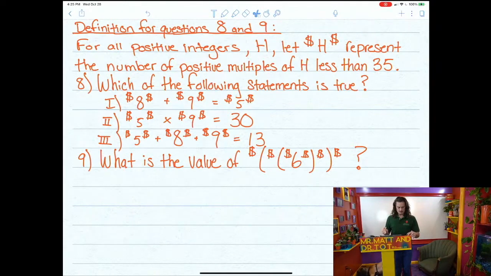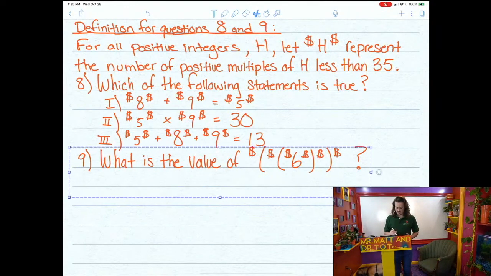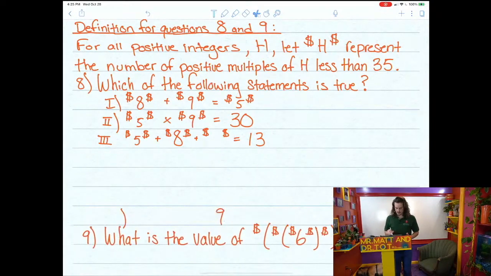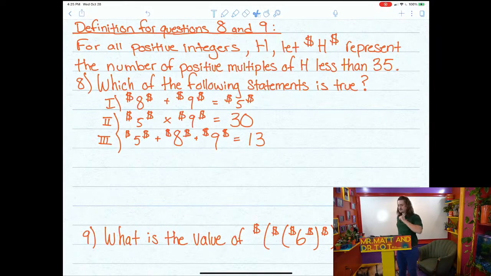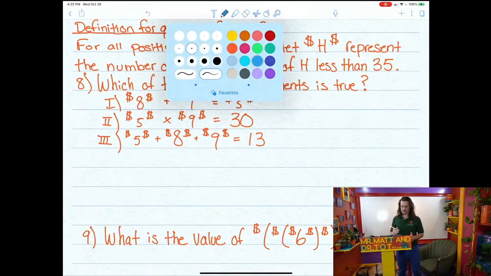Okay, so let me give you some hints here. First of all, notice how these statements are all using common or repetitious values. We have $8$, we have $9$, and we have $5$. We don't have any other unique symbols here. So go ahead and individually or systematically evaluate all the unique values so you can just plug in and quickly determine whether the statement is correct.